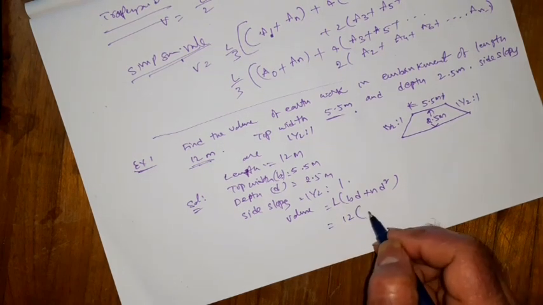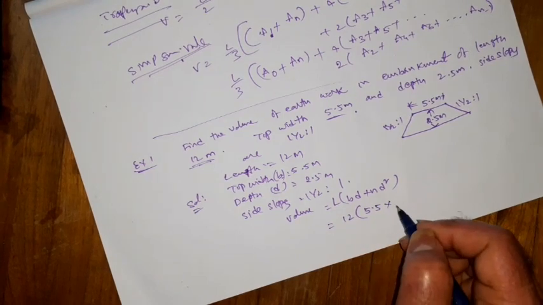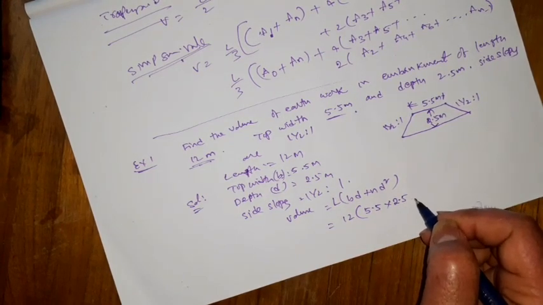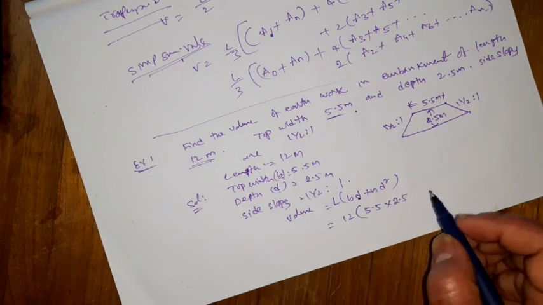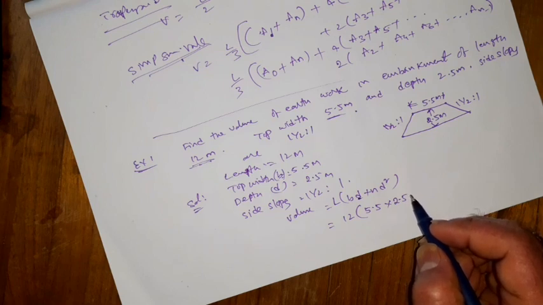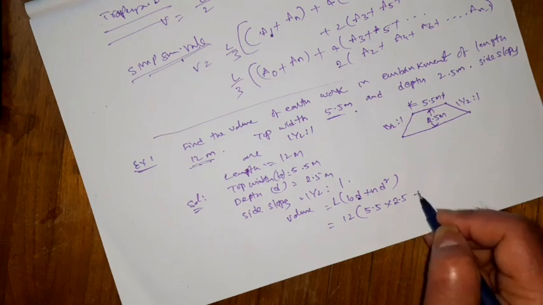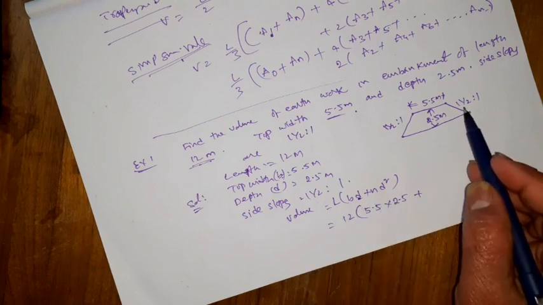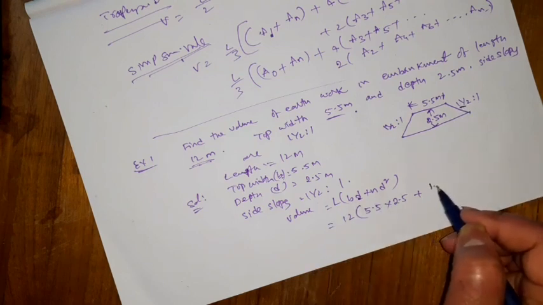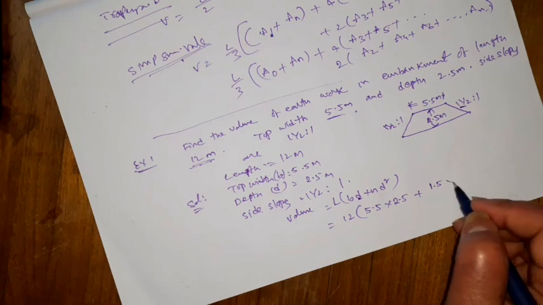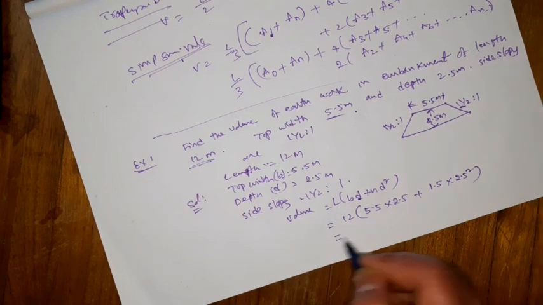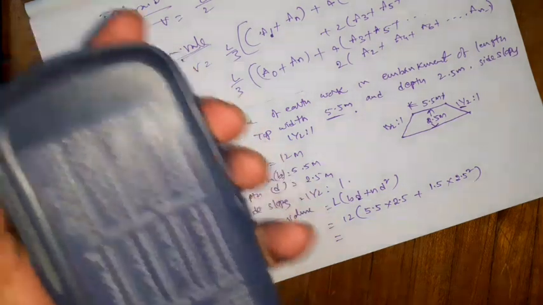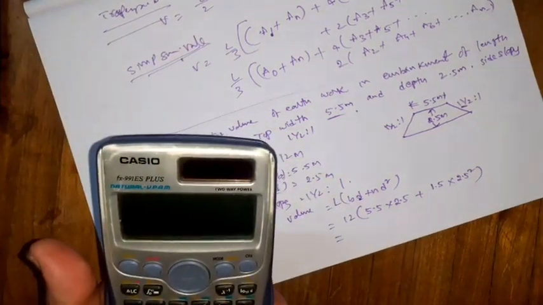Then calculate. So 12 into (B 5.5 into D 2.5 plus n value 1.5 into D 2.5 whole square). This is related to case 1, so both sides are with the same depth. When you calculate this, you can find the required answer.